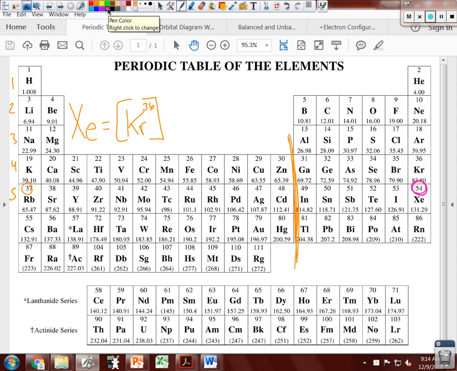So the next thing we have is number 37, which is going to be 5S2. And be very careful what comes after 5S. 4D, 4D10, and then that's all of these. And then after 4D10 is what? Very good. 5P6.